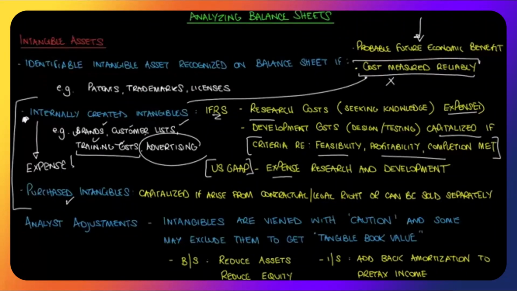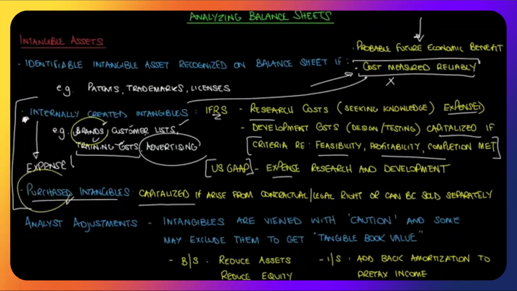As opposed to purchased intangibles. If you buy an intangible, you can capitalize. Why? Because the cost is measurable. You can measure exactly what we paid. So you get distinctly different treatments for things like brands. You can have intangible assets on your balance sheet that say brands. This is the value of the brand. But that's because it's been purchased.